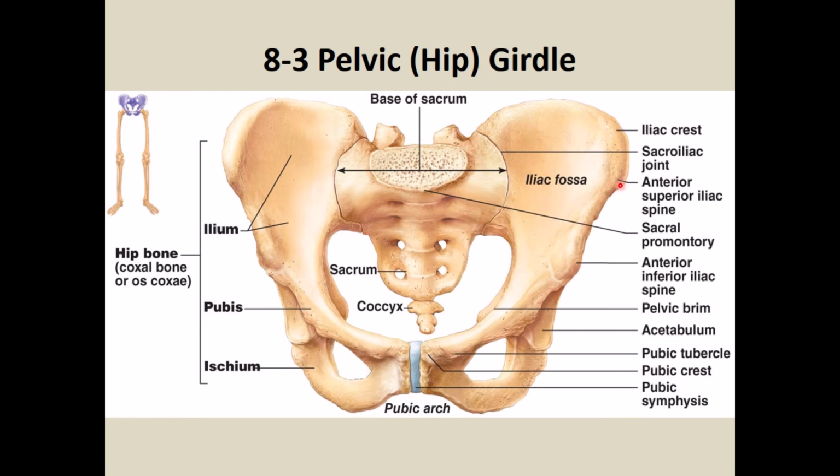Also, these are some bony projections. These are called spines. So there are 4 of them. You can see 2 of them here on this view. So this is anterior superior, and this is anterior inferior iliac spines. The other 2 are located posteriorly, so you cannot see them. Also, this area that you see is called the pelvic brim.